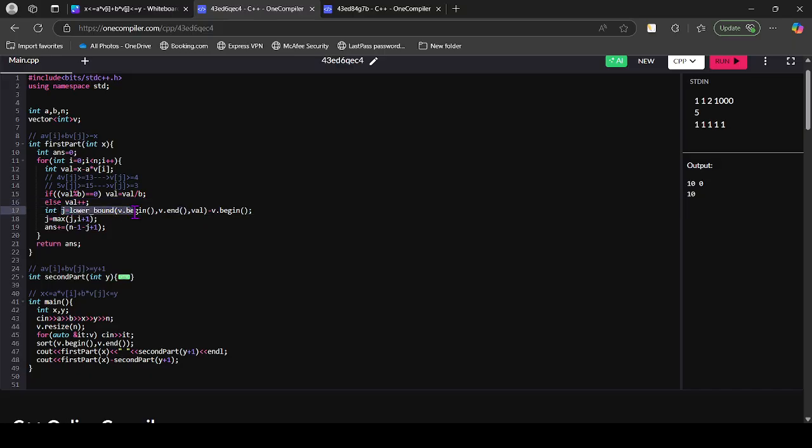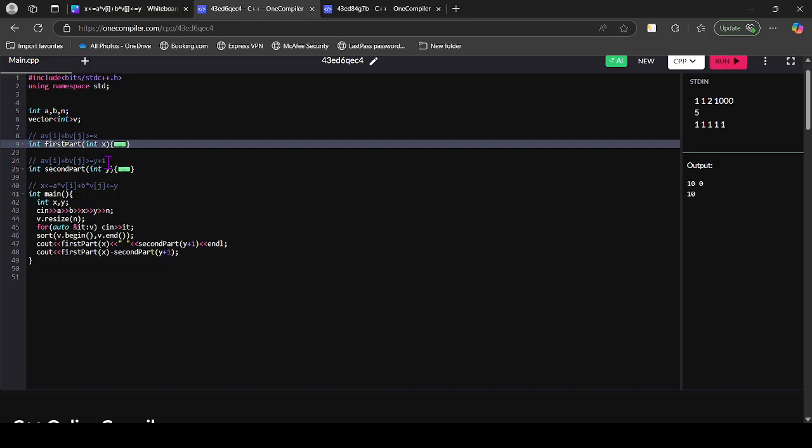And j is equal to lower bound of v dot begin and value minus v dot begin. This will return the least index that satisfies the given condition. And j is equal to max of j, i plus 1, because we are trying to pair the present index with a greater index. And now answer plus equal to all the indices from j. So n minus 1 minus j plus 1, because the index of the last element is n minus 1 and the least index that is satisfying is j. So all numbers from j to n minus 1 will satisfy. So n minus 1 minus j plus 1, and finally we return the answer.